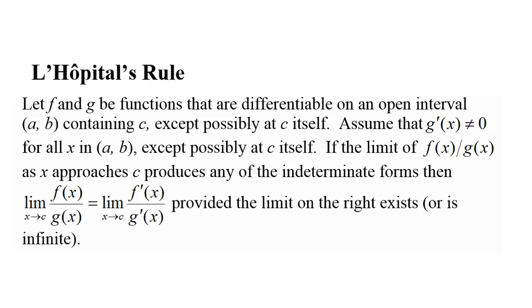Assuming that g prime of x does not equal 0 for all x in the interval from a to b, except possibly at c itself, if the limit of f of x divided by g of x as x approaches c produces any of the indeterminate forms, then the limit as x approaches c of f of x divided by g of x gives the same result as the limit as x approaches c of f prime of x divided by g prime of x, provided that the limit on the right exists or is infinite. So here's what that's saying.